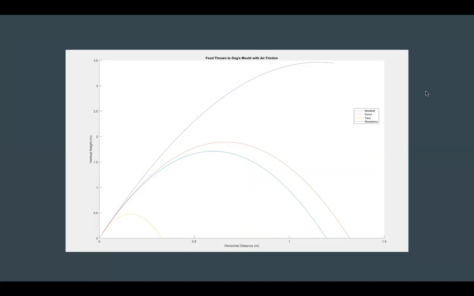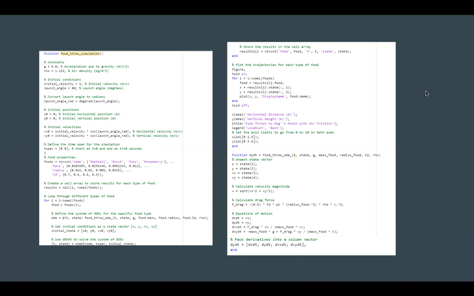Here's the MATLAB code we used to find the graph. We define the food properties for the meatball, donut, taco, and strawberry. Then we used the ODE solver, calculated the drag force, and then included the equations of motion.